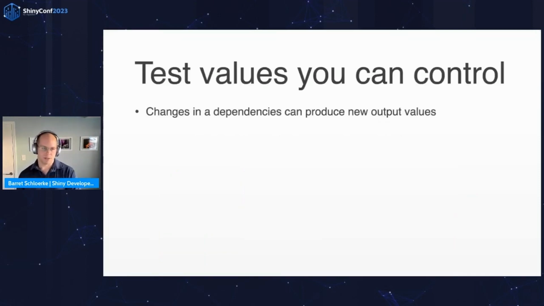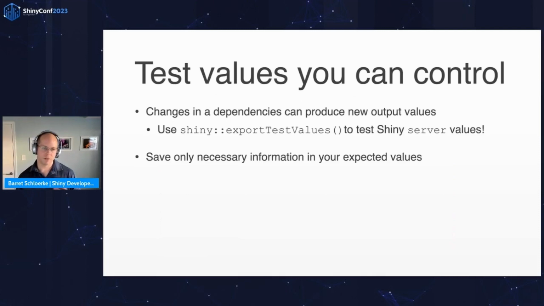So test those values that you can control. If there are dependency changes, they will produce new output values, like in Plotly. Plotly will change its internals, and that's not your fault. Really what you should be doing is possibly testing the data set that's going into Plotly and assuming the plot will work. So use Shiny export test values to expose those data set values from your server side. They won't be exposed anywhere else except in testing mode, so you're safe to expose possibly dangerous things.